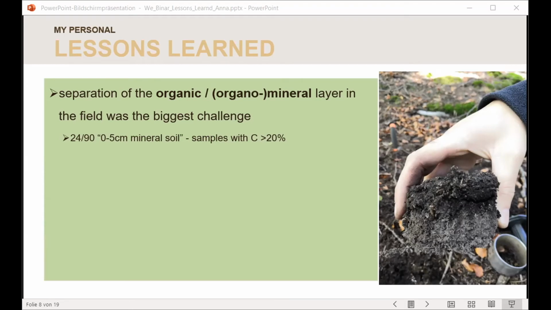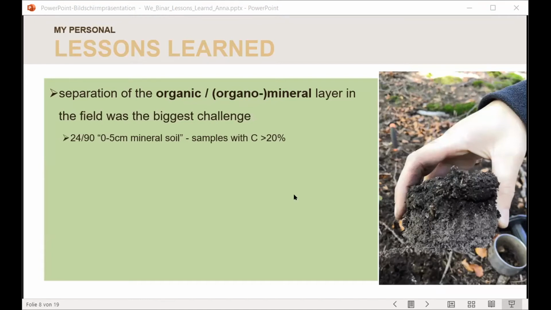And as I already mentioned, the organic topsoil layers were sampled qualitatively, layer by layer. And when the soil showed more mineral characteristics, we stopped collecting the OH horizon and took the core sampler to sample the upper 5 centimeters of the organomineral, or often also mineral soil. And even from these homogenized 5 centimeter samples, we had 24 of 90 samples with a higher carbon content than 20%. And this 20% is the official separation value between the OH horizon and the A horizon.